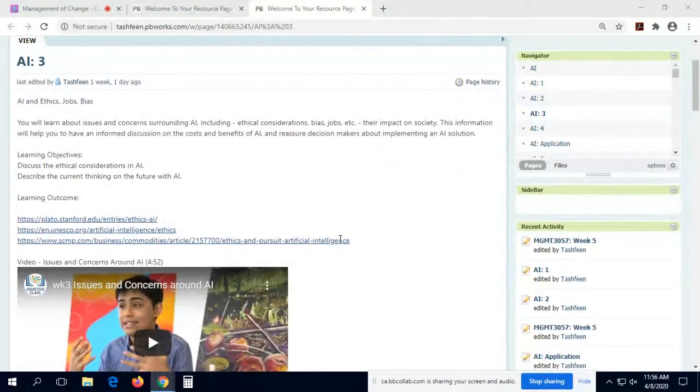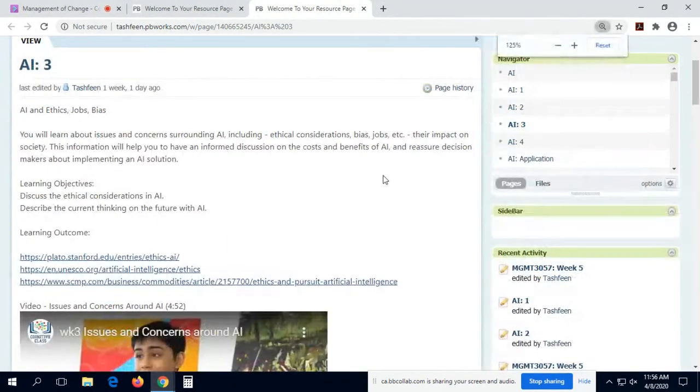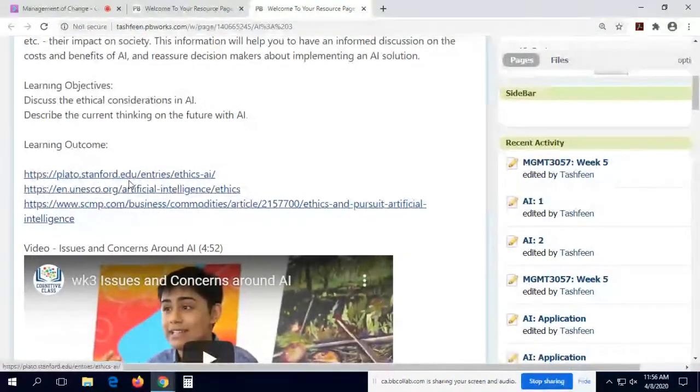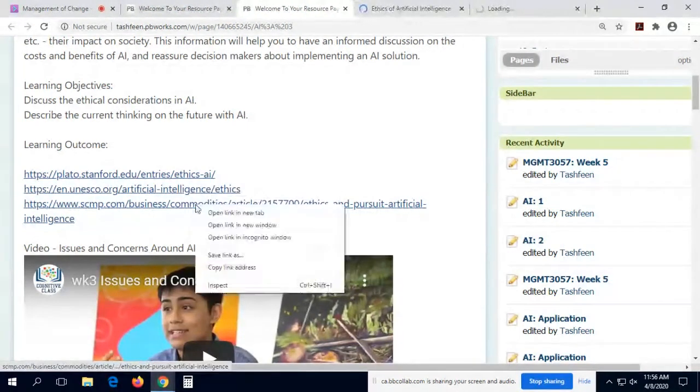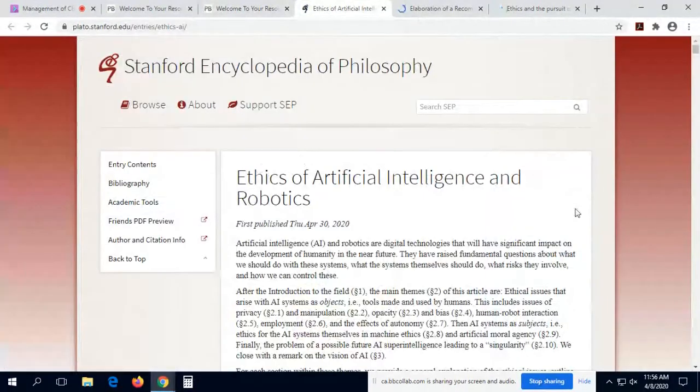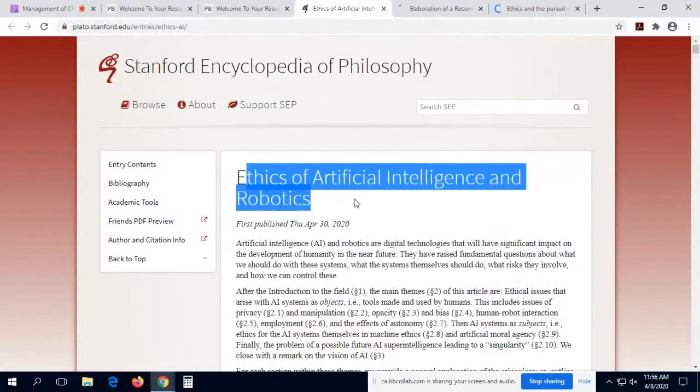When you are looking at module 3, this is what you will see. I have made these 3 postings on the top right here, by Stanford, by UNESCO, and this is an article which I really like. You can open them and go through them in your own time. Ethics of artificial intelligence and robotics.